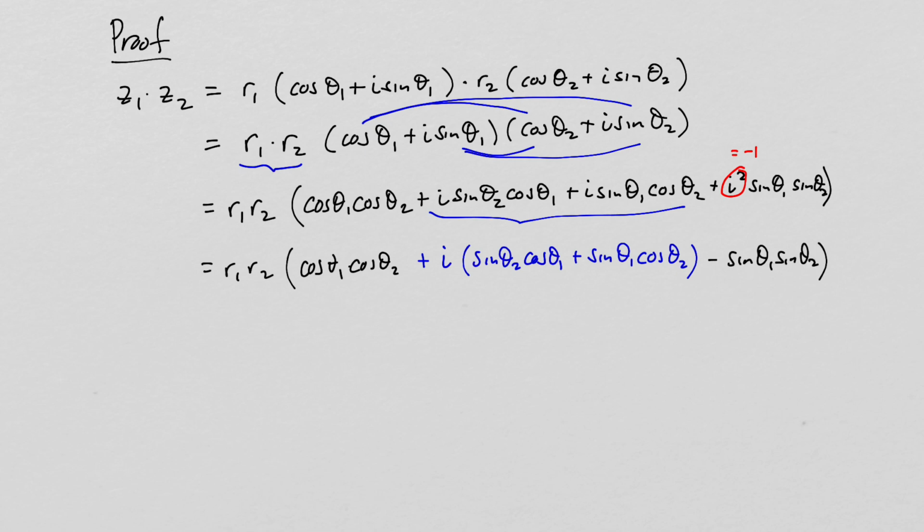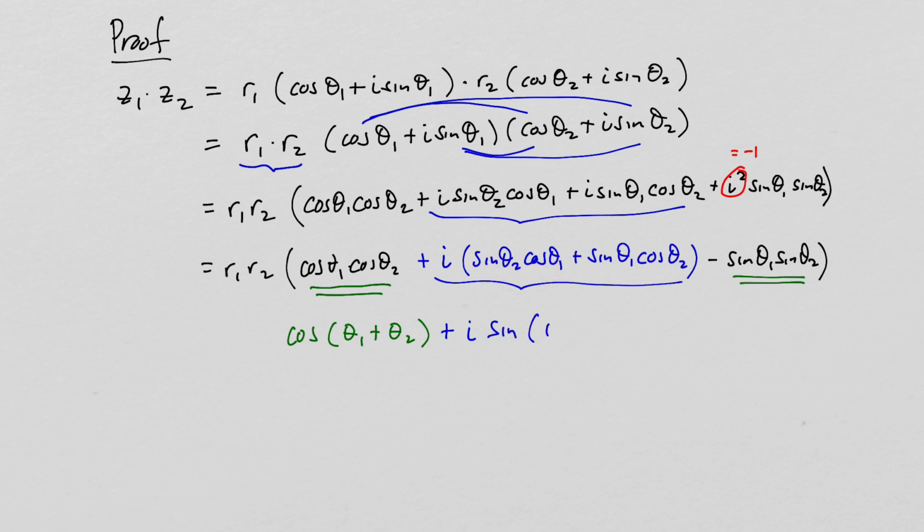Now we should just notice that if you take cosine of theta 1, cosine of theta 2 minus sine of theta 1, sine of theta 2, those can be combined using the sum or difference formula for cosine. And it turns out that that is the cosine of theta 1 plus theta 2. And then in here, we have plus i multiplied by, look at what you have. You have sine of theta 1 cosine theta 2 plus sine of theta 2 cosine of theta 1. And that is the sum formula for sine.